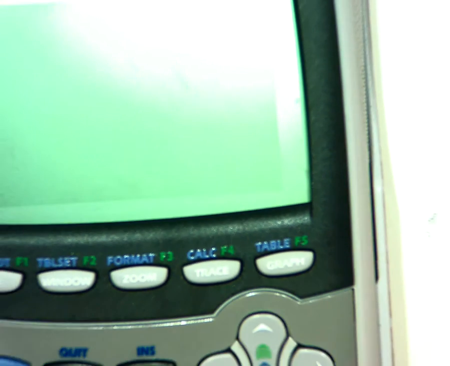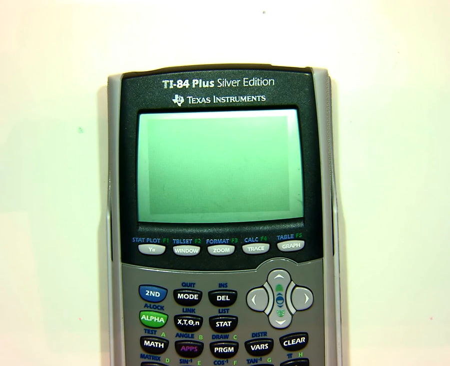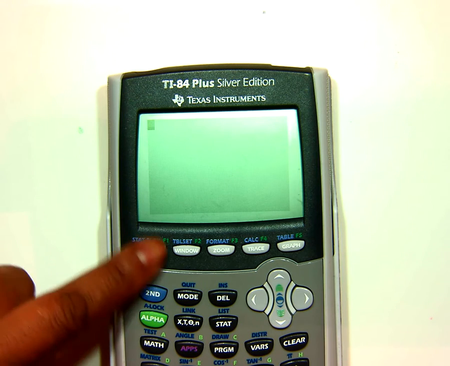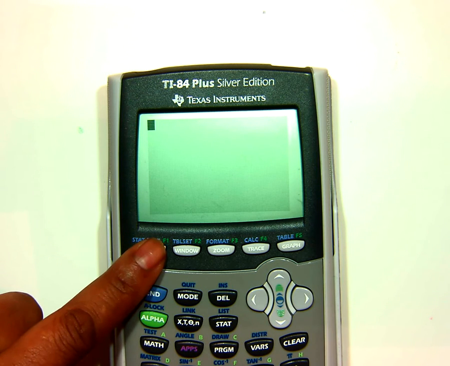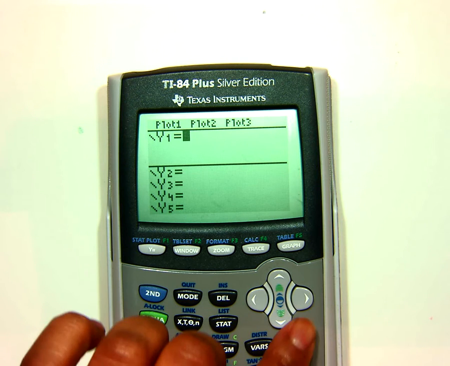So let's go to our calculator now. Let me zoom back out. Alright, awesome. Since we want to graph an equation, my finger is hovering over the y equal sign. So we're going to hit y equal. And if by chance you have anything in there like I do, just hit clear, which is right here.